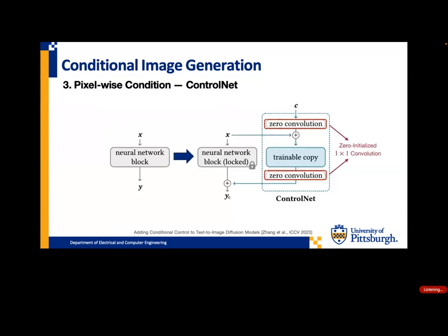What ControlNet does is this. Let's assume this is the network that has already been trained, the UNet, or the transformer that has already been trained to predict the noise. First we make a copy, a clone of this network. This original network is locked, frozen. And then we get a trainable copy. So now we have two copies.